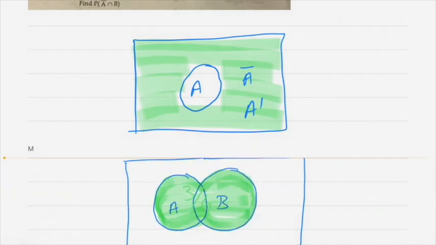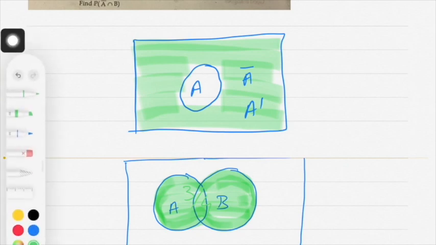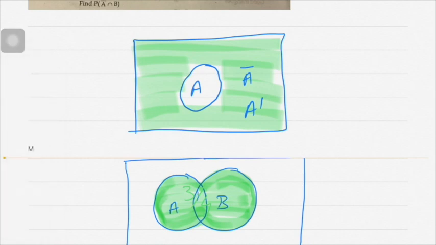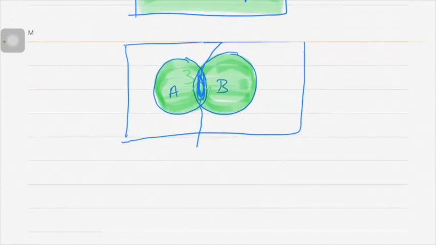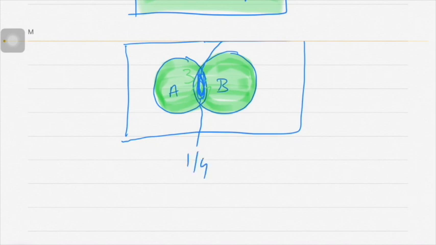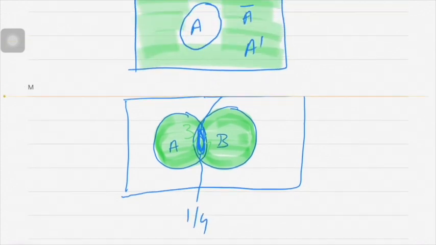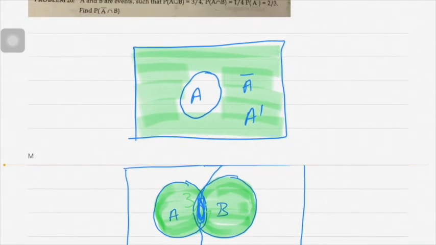That means the middle area, this middle area, is A intersection B. This part is 1 by 4.